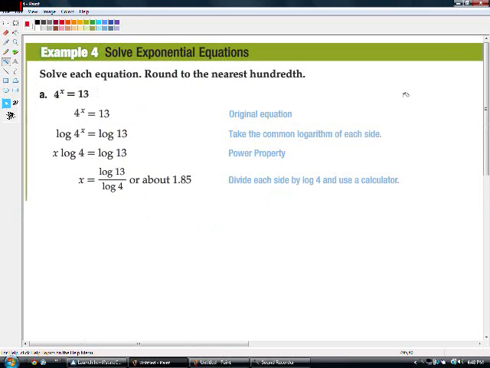Here we are on example 4. Right, Big Steve? Sí, señor.